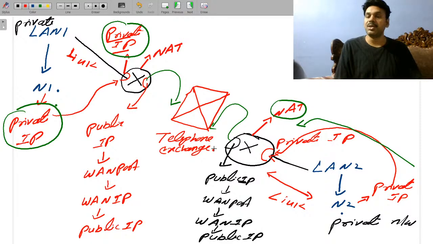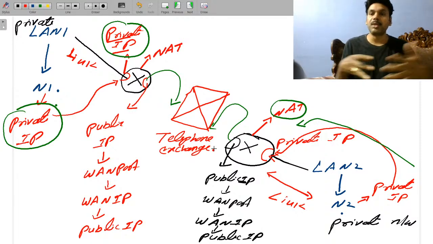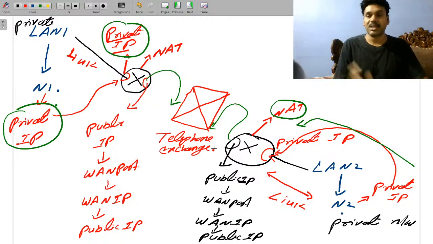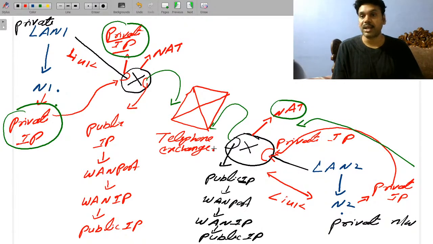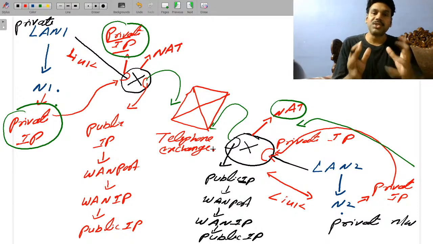Now see the beauty of this architecture. See how the router is going to put two different private networks together into a single larger network. That is the duty of your router, by finding the shortest path, and it also performs NATing, network address translation.